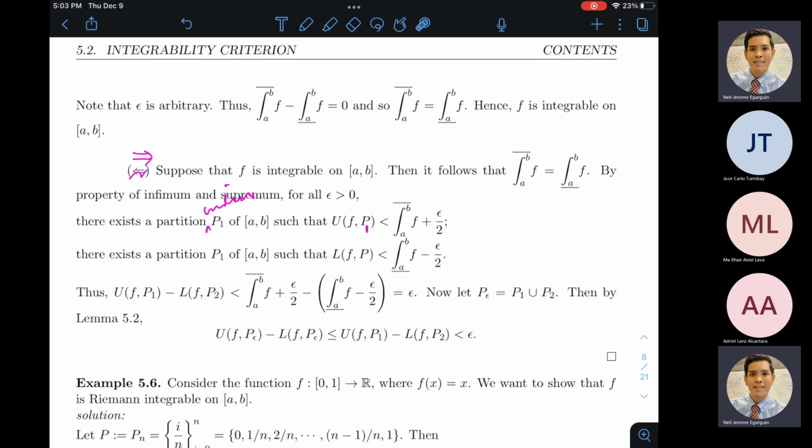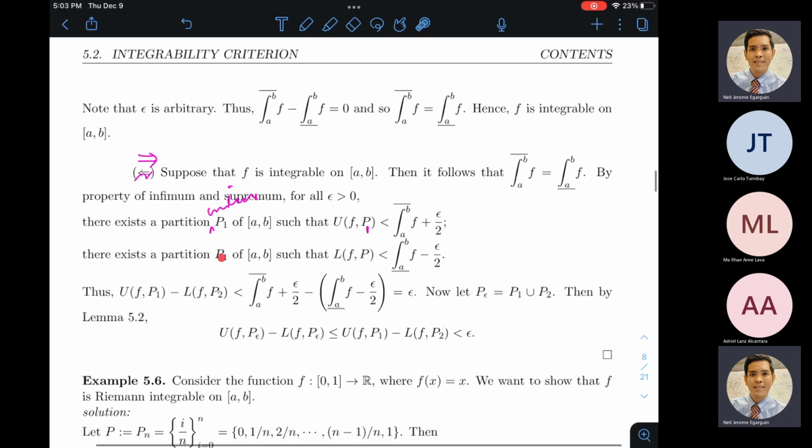Anong ibig sabihin pag hindi siya upper bound? Ibig sabihin, merong isang lower Riemann sum na mas malaki sa kanya. And that's why we can say there exists a partition P2 of [a,b] such that the lower sum relative to that partition P2 is greater than or equal to the lower Riemann integral minus epsilon over 2. Okay?